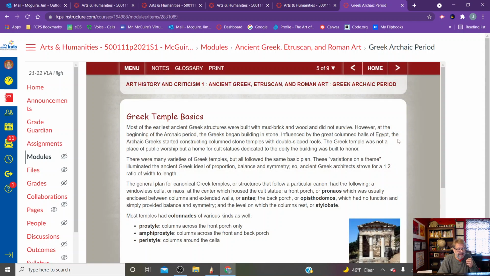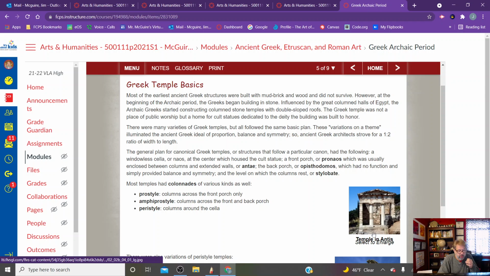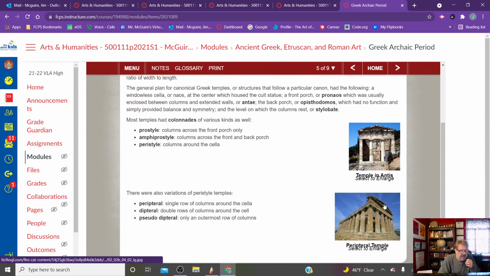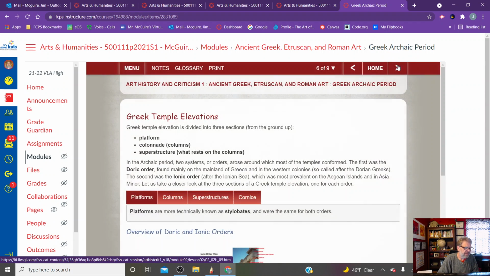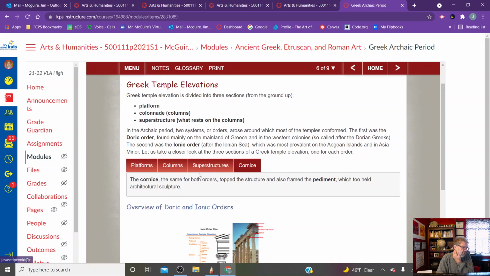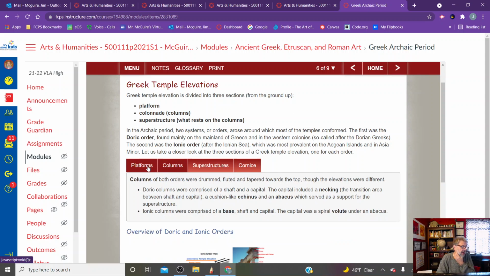Think about what advancements are being made, and you can see these advancements in architecture as they get a little better. Oh, they're getting those things a little better. What are they? And be able to talk about those types of things. You're going to want to know about these different things: cornice, superstructures, columns, and platforms.